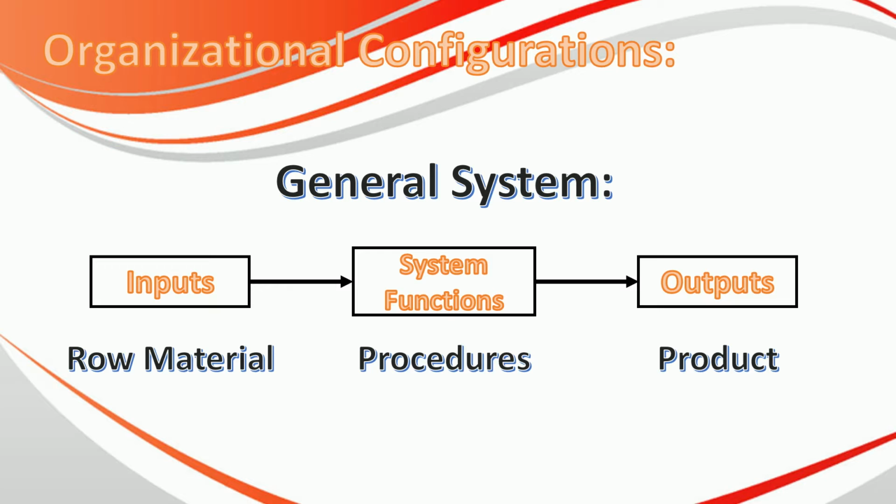Before I go further into each of them, I want to show you a basic theory, the theory of system. Each general system consists of 3 parts: input, output, and system functions. For our goal, the system functions are the procedures. The input and output could be, for example, raw material and product for manufacturing organizations.